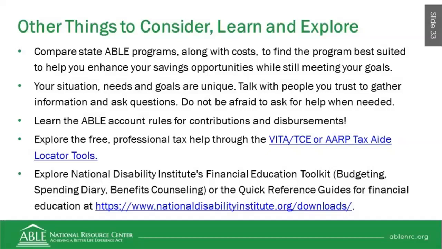And finally, explore the National Disability Institute's Financial Education Toolkit. There's a lot of great information there on budgeting, establishing a spending diary, benefits counseling, or there's quick reference guides for financial education at our website, www.nationaldisabilityinstitute.org/downloads.